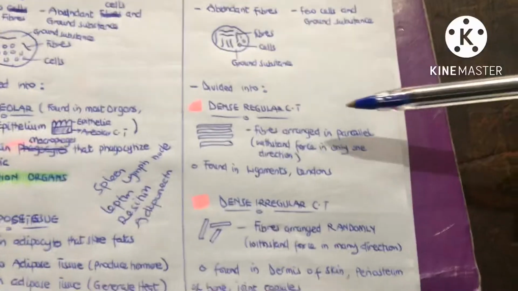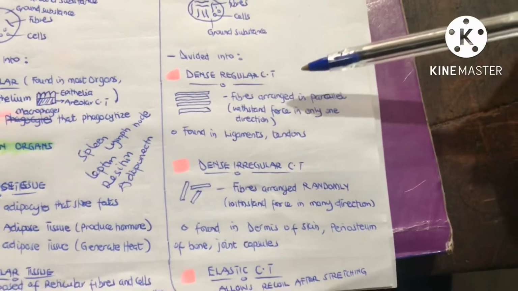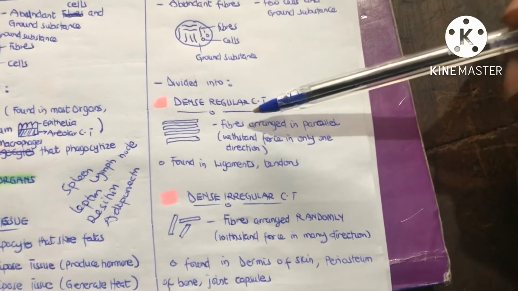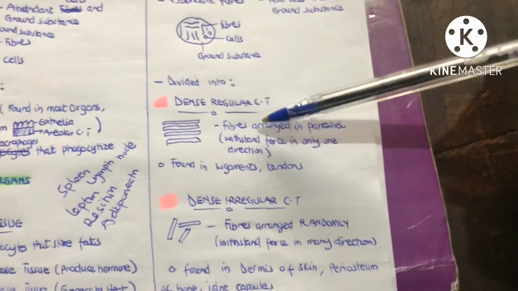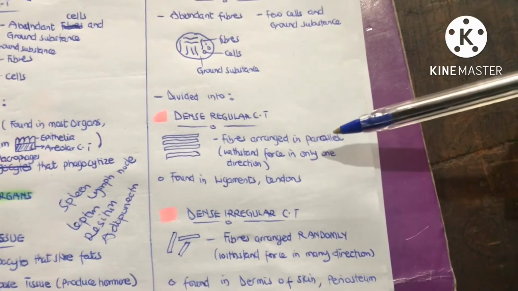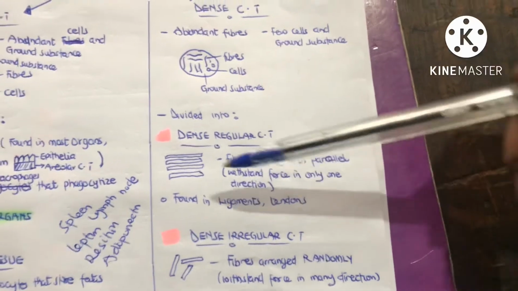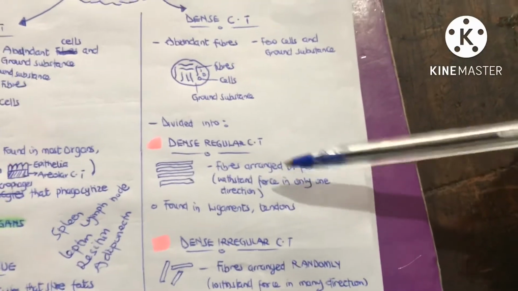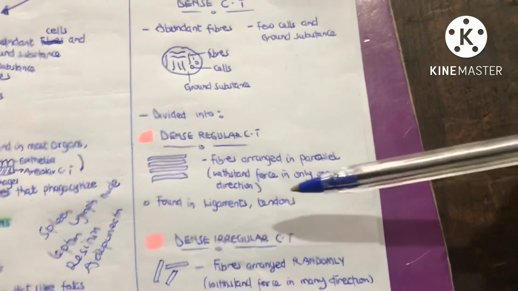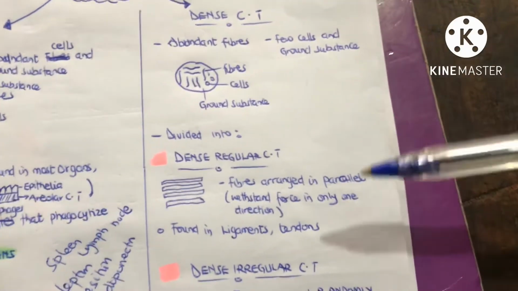And this dense connective tissue is further divided into three. The first one is dense regular connective tissue. Why are we calling this dense connective tissue regular? It's because the fibers are arranged in a parallel manner. So these are the fibers, and they are parallel to each other. Because they are all facing one direction, it helps this connective tissue to withstand force in only one direction. And they can be found in ligaments, tendons, and aponeurosis. You understand?